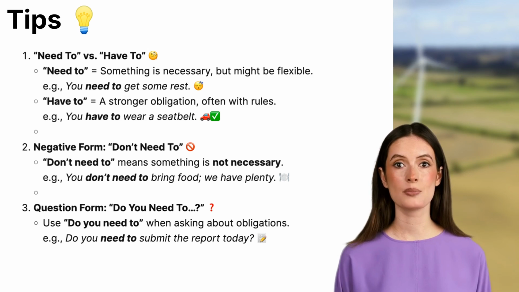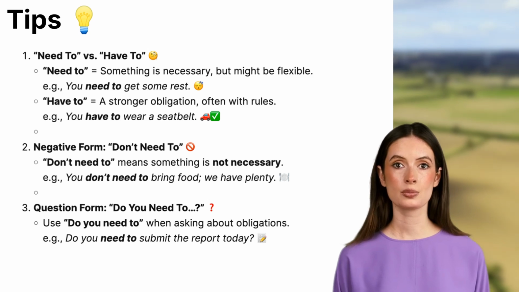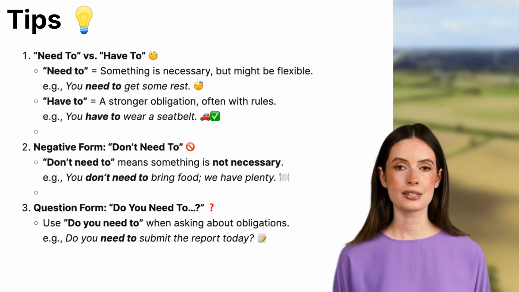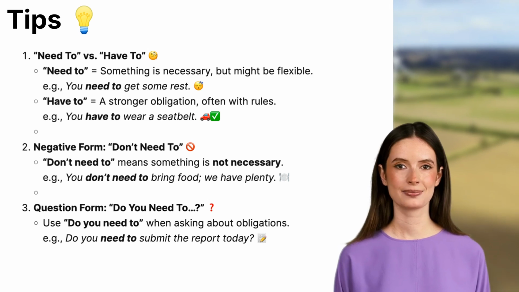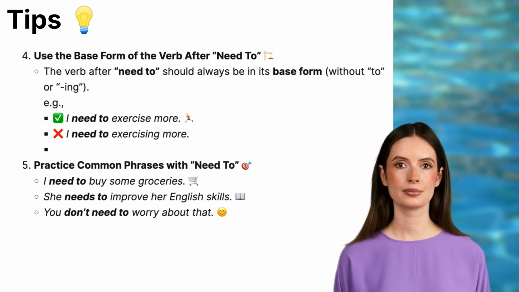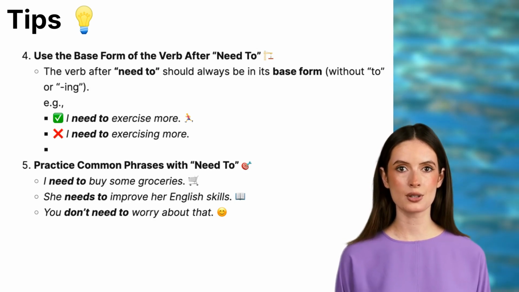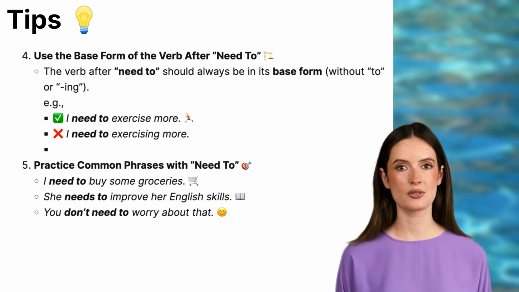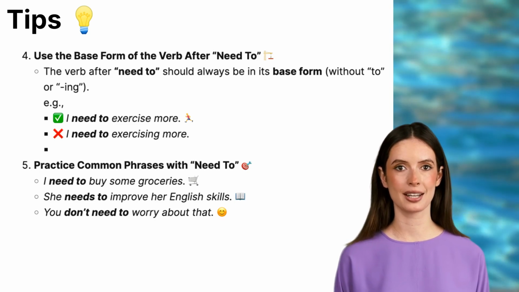This asks whether submitting the report is required. More examples. Do I need to bring my ID for the exam? Does he need to attend the meeting? This structure is great for asking about rules, expectations, or tasks. 4. Use the base form of the verb after need to. The verb that follows need to should always be in its base form without to or ing. Correct. I need to exercise more.